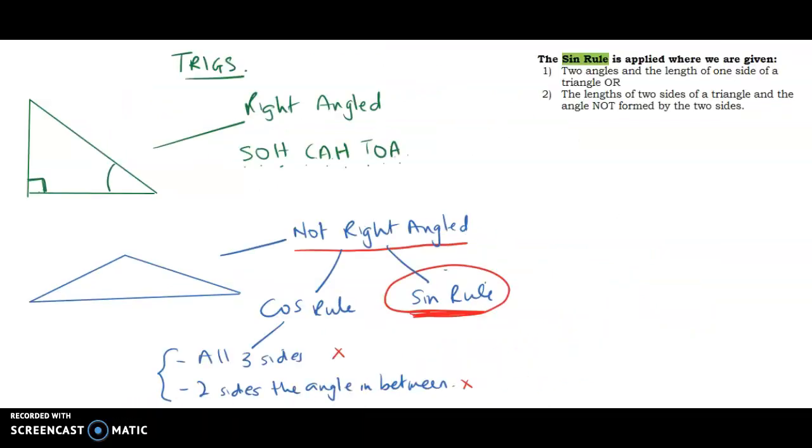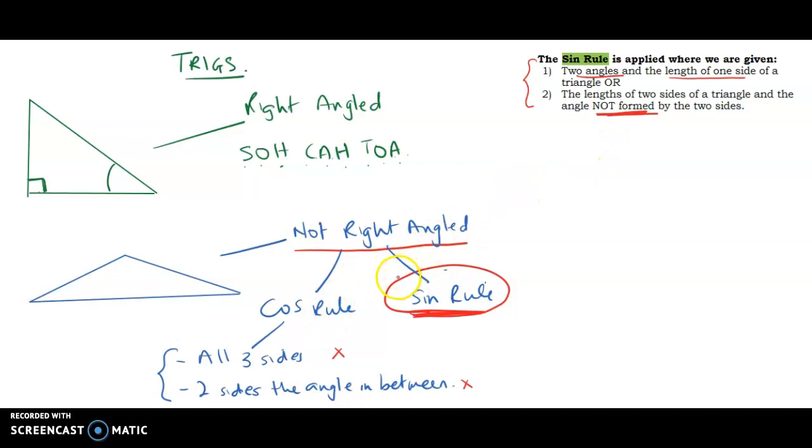Here now I have a list. It says the sine rule is applied where we are given two angles and the length of one side of a triangle, or the lengths of two sides of a triangle and the angle not formed by the two sides, right? So if you prefer to learn it this way, then that's not a problem. So you have both options here.